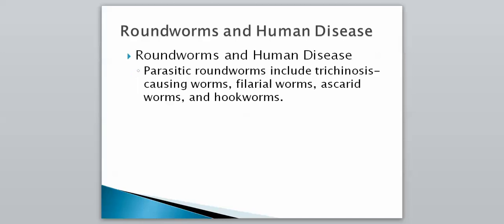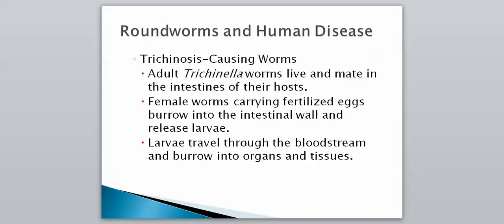So there are going to be 4 types of roundworms that can cause disease in humans. First one is trichinosis causing worms, filarial worms, ascarid worms, and hookworms. So these are going to be 4 types of worms that will cause disease inside of humans. So our first one is trichinosis causing worms.